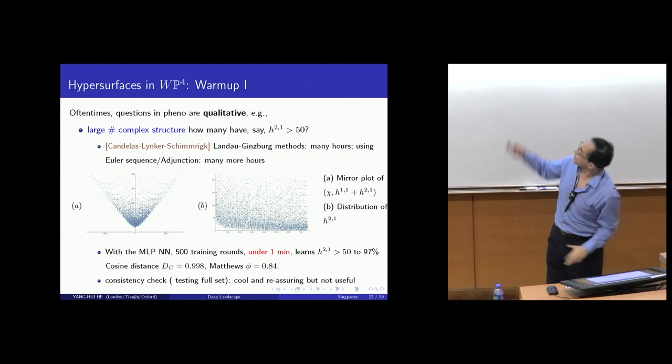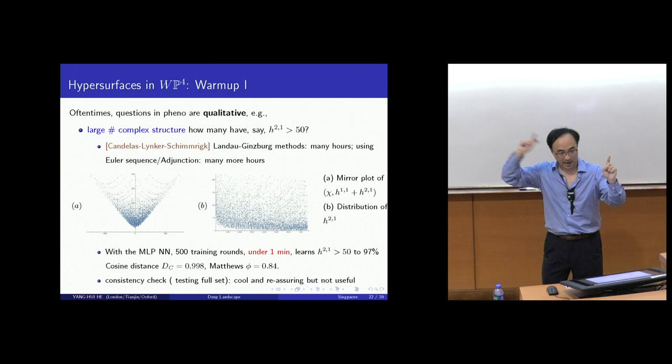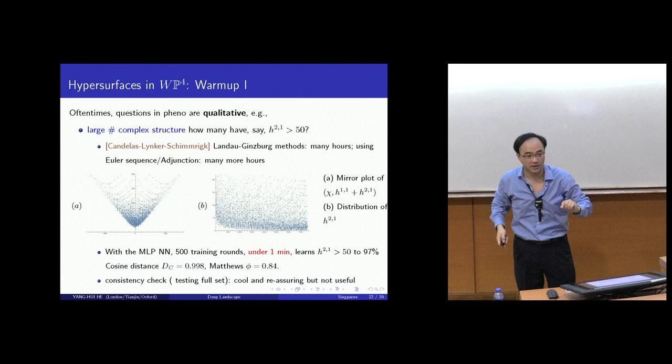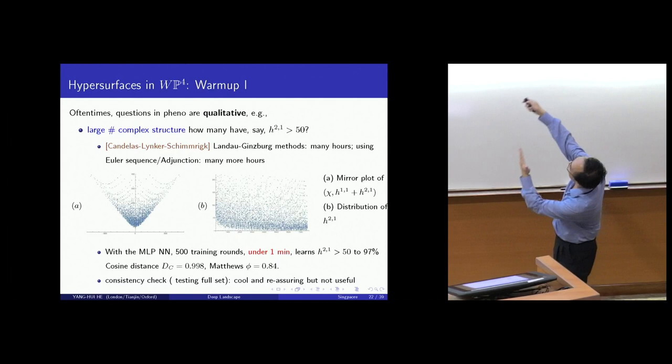Each point, the input is just the integer 5-vector, right? And the output is going to be a yes/no query on whether H21 is bigger than 50, say, or less than 50. So that's it. And if you just plot this, sequentially what it is, there's no pattern. The human eye can't distinguish it. So the question is, can AI do better than this?